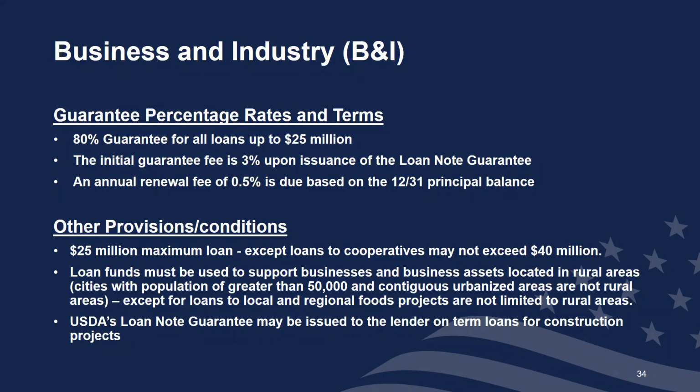So then the other provisions or conditions that we look at within the B&I program is there's a 25 million maximum loan, except loans to cooperatives may not exceed 40 million. Loan funds must be used to support businesses and business assets located in rural areas. And once again, you have that 50,000 population limit when you talk about the guaranteed program. And the next slide.